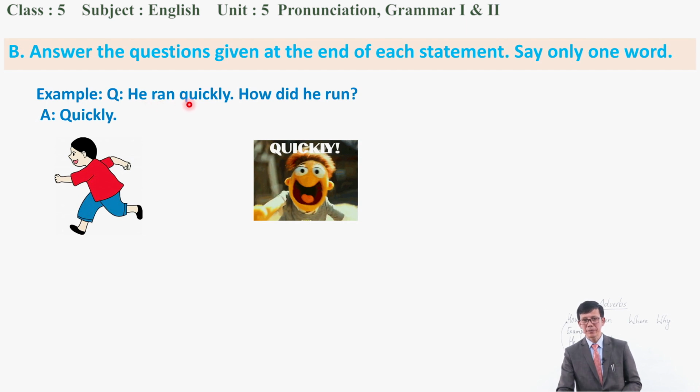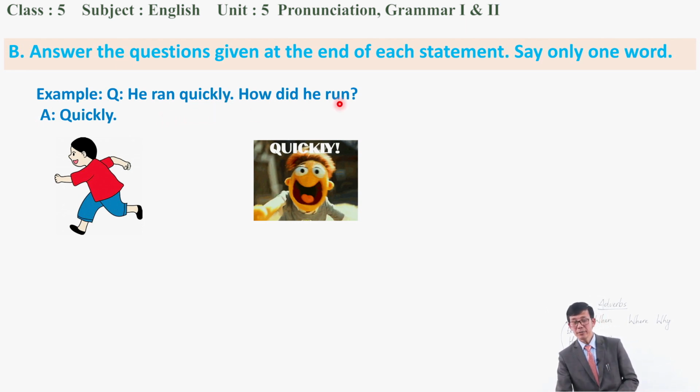Okay, this is the statement. He ran quickly. So what is at the end of this statement? Quickly. Okay, He ran quickly. Now, you answer the questions given at the end of each statement, which means you just answer using what? The end of that statement is quickly. Say only one word, not a complete sentence. You are supposed to tell me just the last word of the statement, okay? How did he run? And what is the last word? Very good. Quickly.